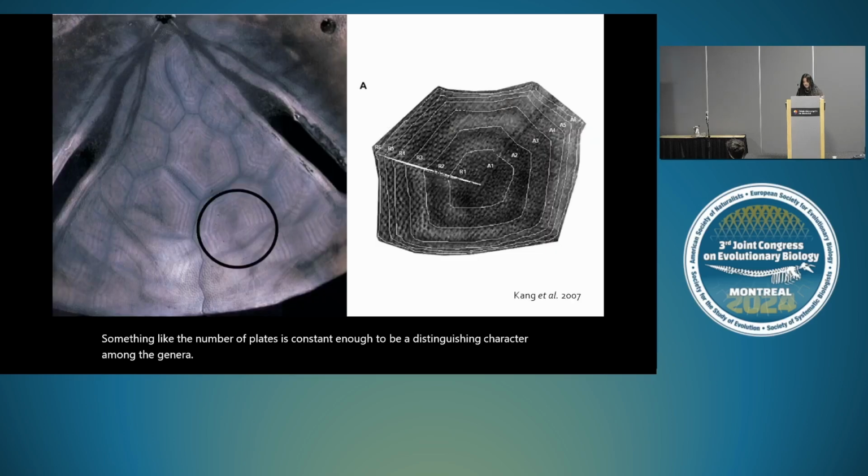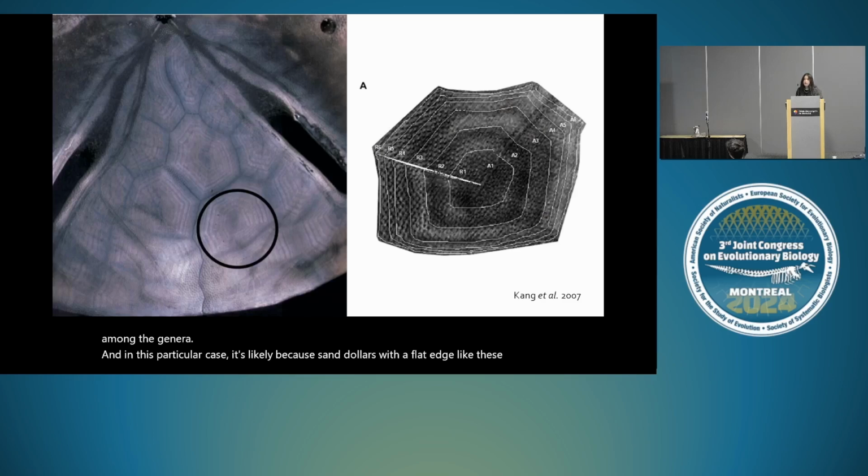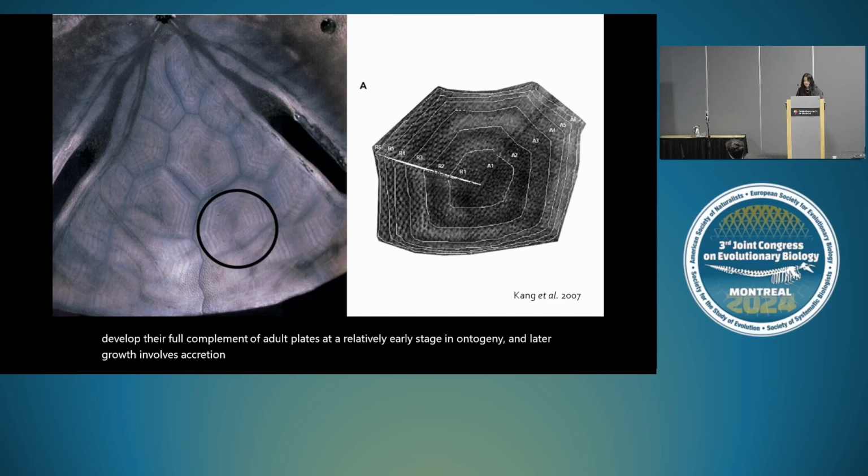And in this particular case, it's likely because sand dollars with a flat edge like these ones develop their full complement of adult plates at a relatively early stage in ontogeny, and later growth involves accretion around these plates, creating growth rings. And so this likely allows for more variation in overall shape than plate number, generating these differences in lability. The other characters that tend to be highly variable within Dendraster are generally traits that vary over the course of ontogeny, which could also make them more labile and prone to modification by things like heterochrony, for example.